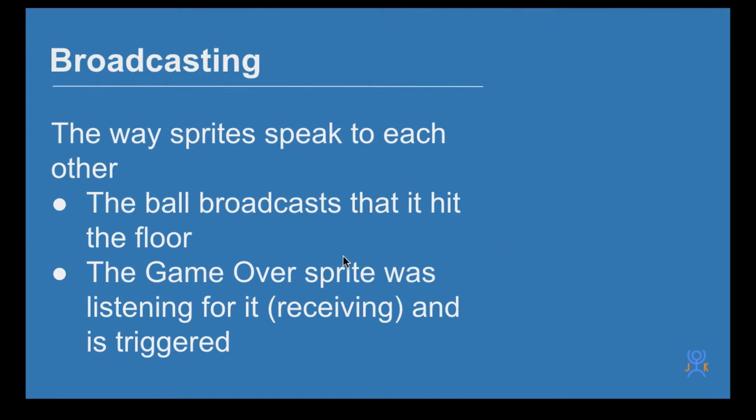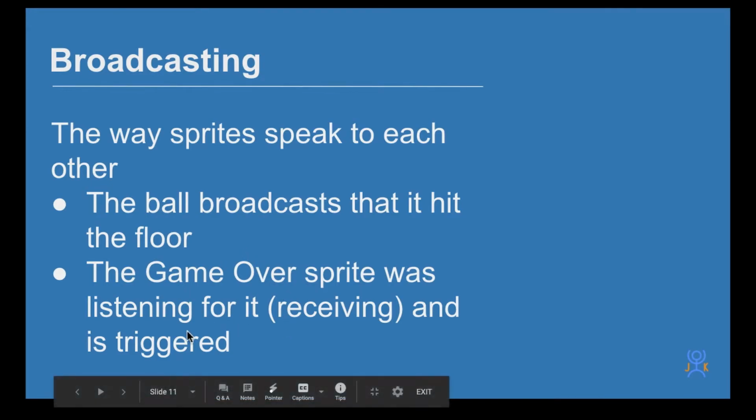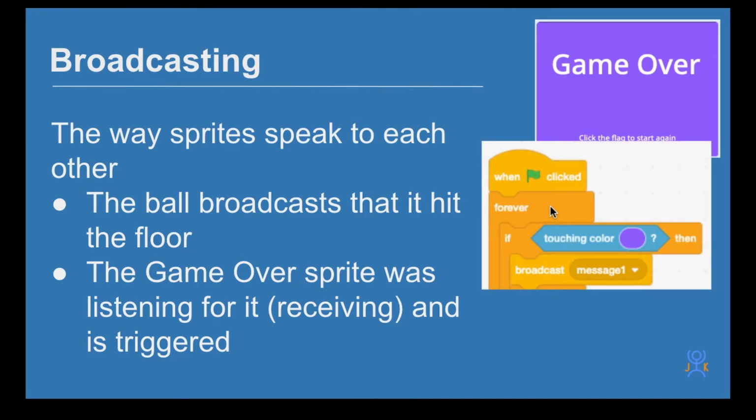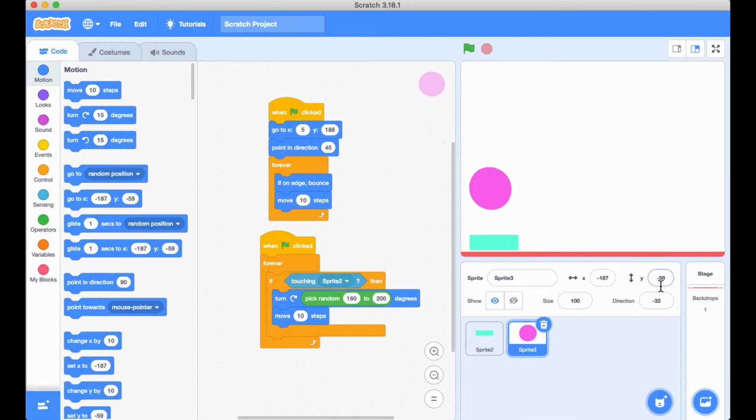So when the ball touches the floor, we're going to show this game over sprite and stop the game. So there's my extravagant game over sprite. That's what the code will look like. So forever, if I'm touching that colour, so this was purple, I'm going to go with red, then broadcast this message. I think I'm going to use a more explicit message than just message 1. So let's give that a go. So one game over sprite, please. Again, I'm going to paint it myself.